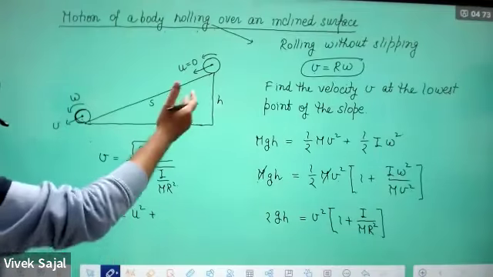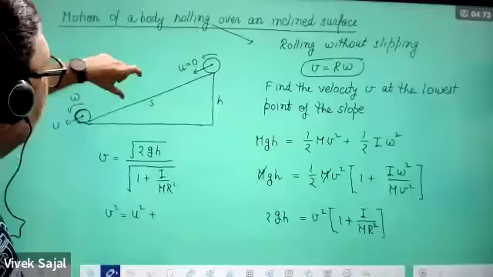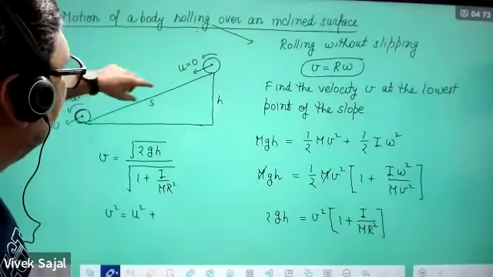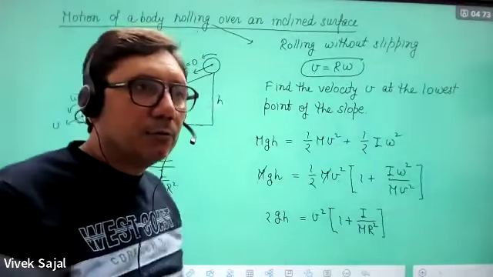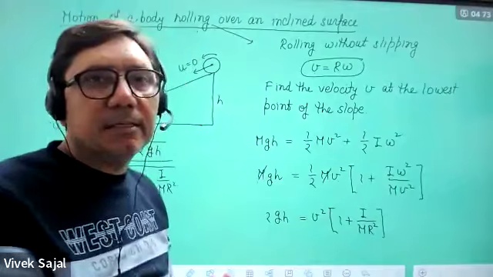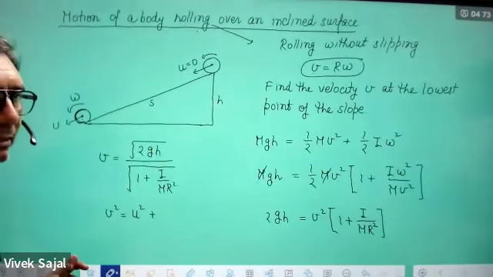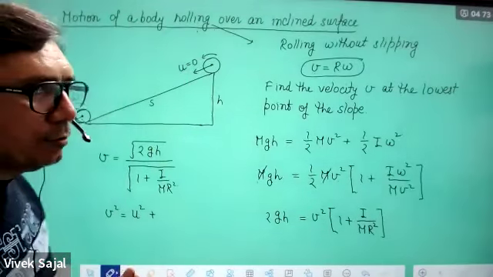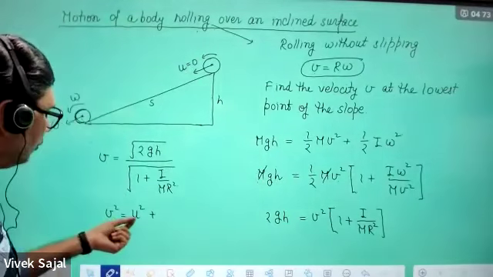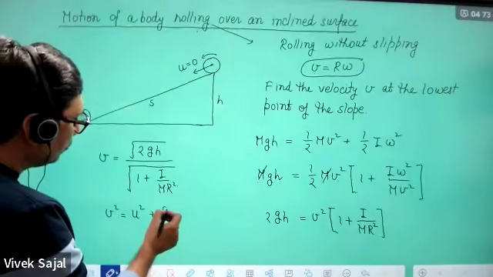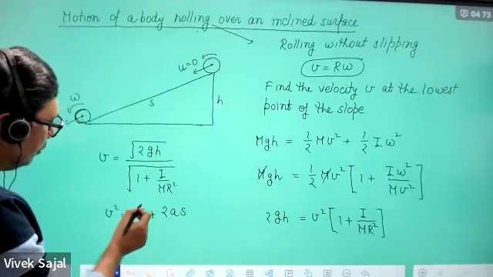So can you tell me what forces are acting here? For the translational motion, only one type of force is there, that is gravitational force. So whatever acceleration will be there, that will be constant. So uniform accelerated motion is there. So I'm using the formula v square is equal to u square plus 2as.